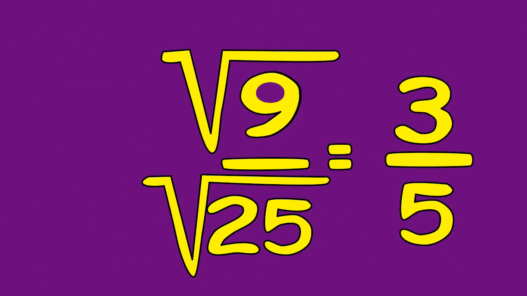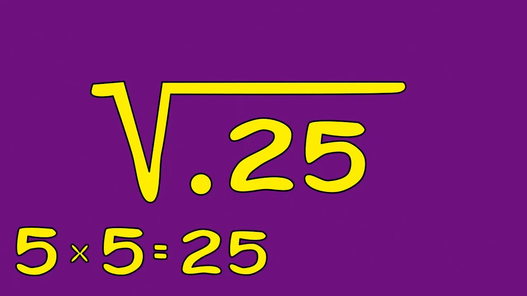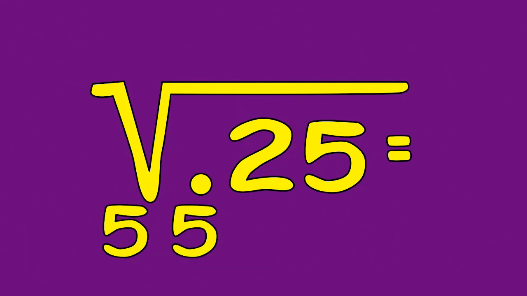But what if you have a decimal under the radical or square root, like 0.25? Well, first, look at the number, but ignore the decimal. We'll come back to the decimal in a second. Right now, we'll focus on the 25. Since 5 times 5 is 25, the square root of 25 is 5.